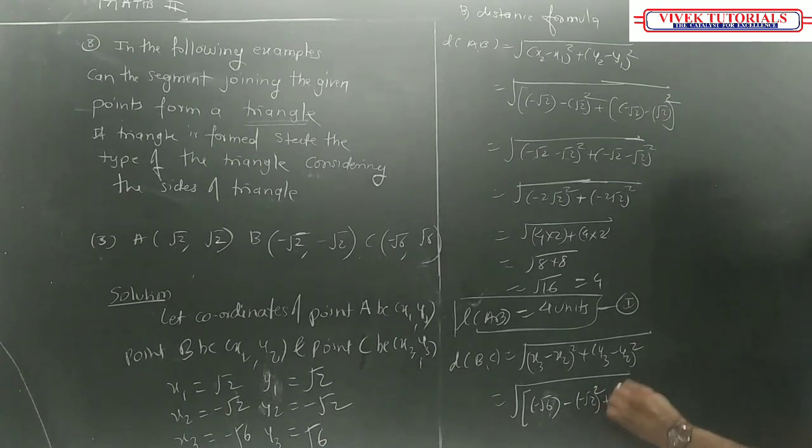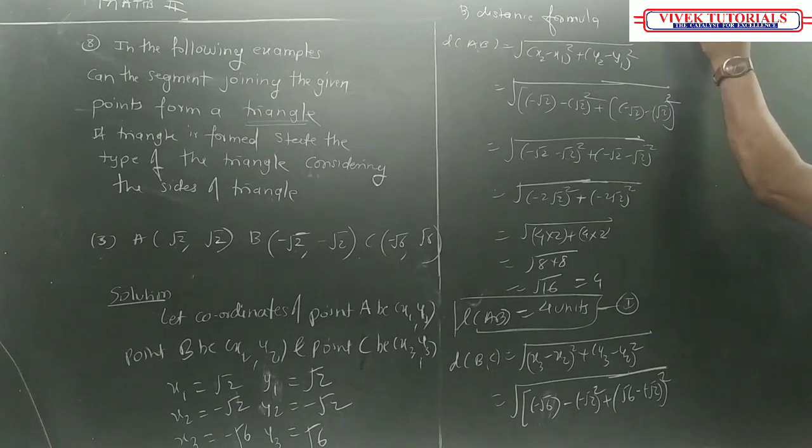And here, y3. Y3 is nothing but root 6 minus root 2, the whole square. So we are getting distance BC is equal to under root, minus root 6 plus root 2 the whole square. Here also root 6 plus root 2 the whole square.